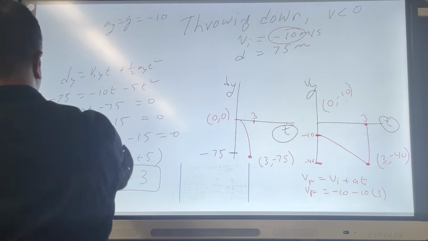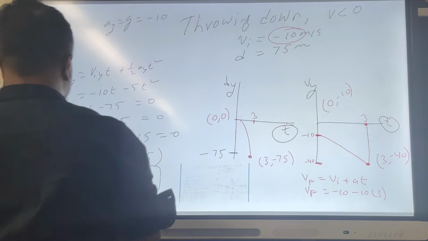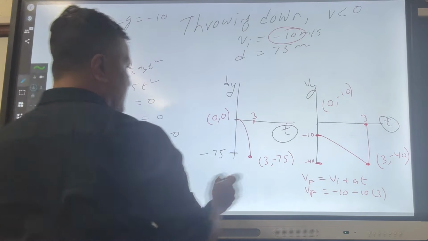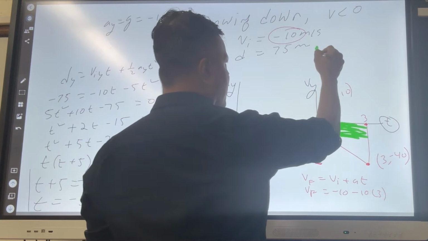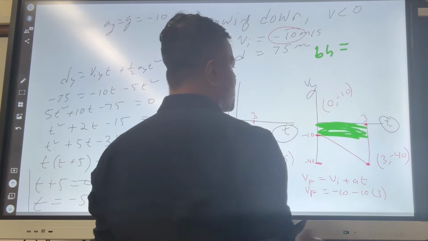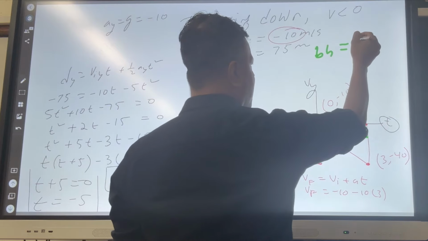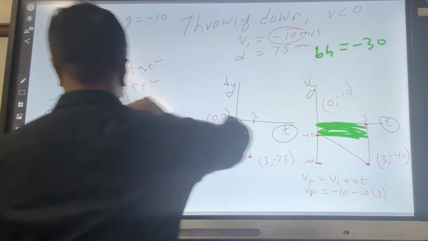Okay, so the final thing is, don't forget that one. That one is most important. That is the area under the curve. Area under the curve is bh. So bh is how much? 3 times 10, negative 30. So this is negative 30.